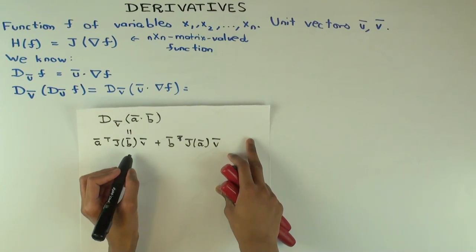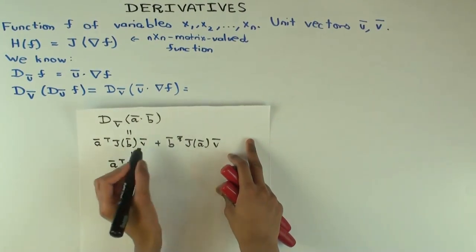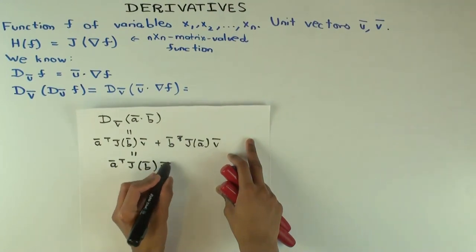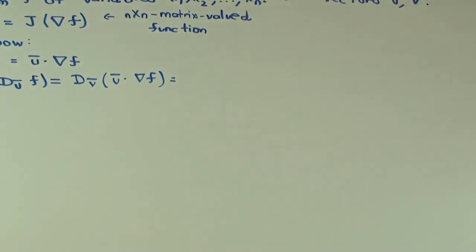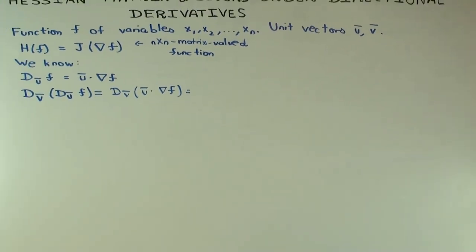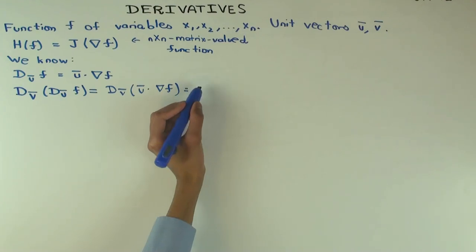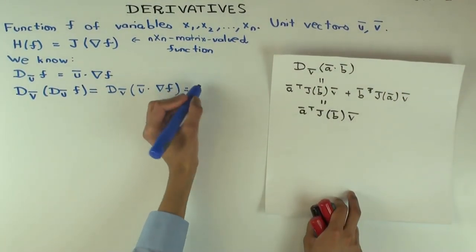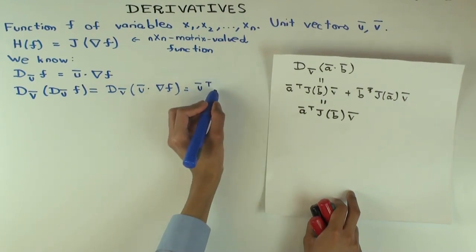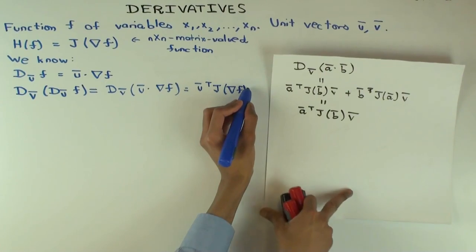Now, in the case that a is a constant, what did this become? Just the first part of this. In the other video, I wrote them in the other order, but it doesn't matter. So, in our case, a is u, which is a constant. b is nabla f. So what do we get? We get u transpose times J of nabla f times v.